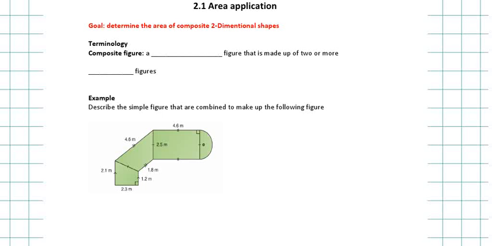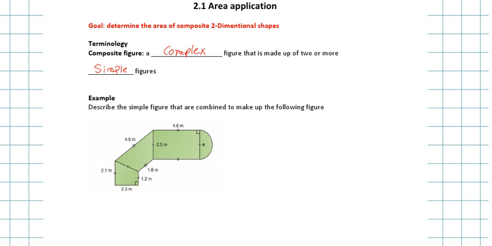So we're doing some area application here. So composite figures are complex figures that are made up of two or more simple figures.